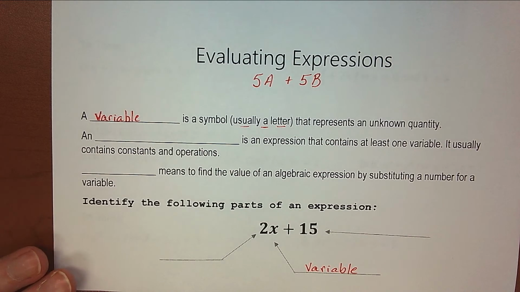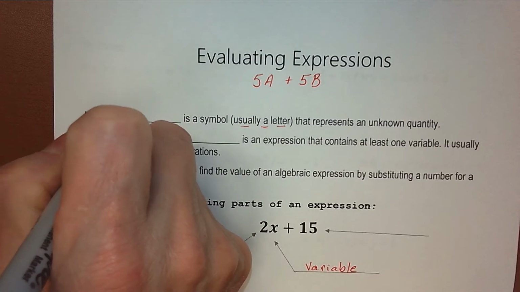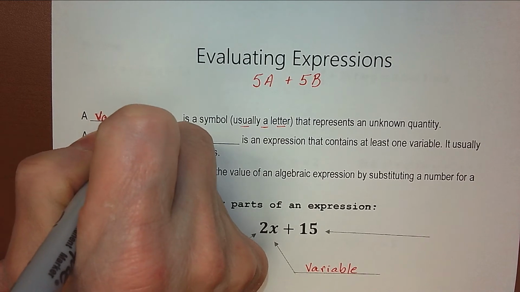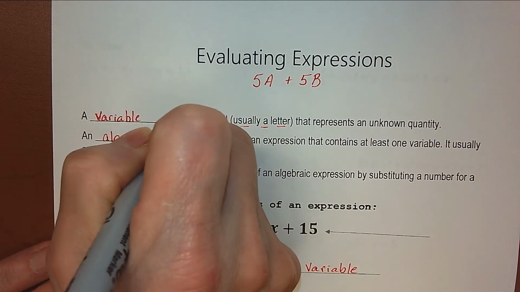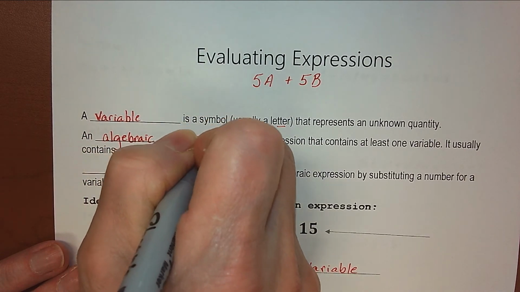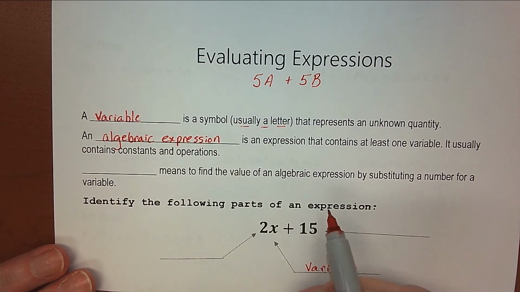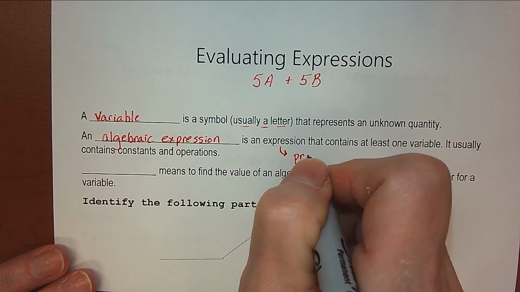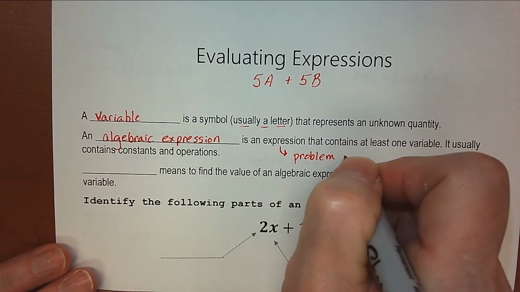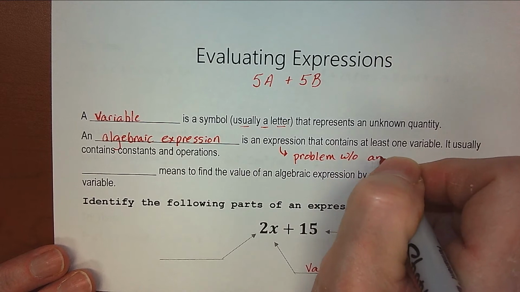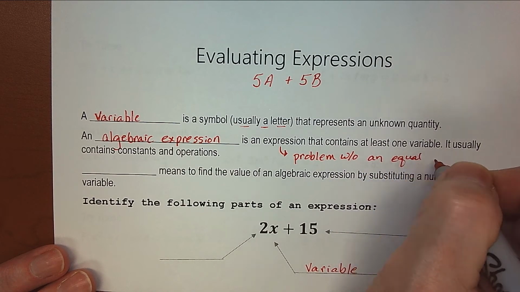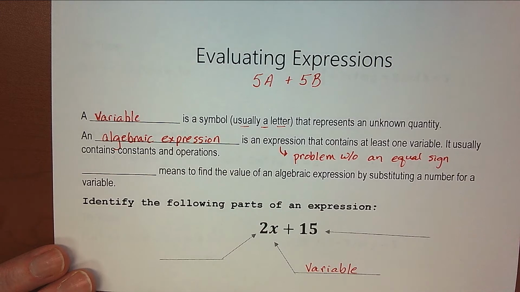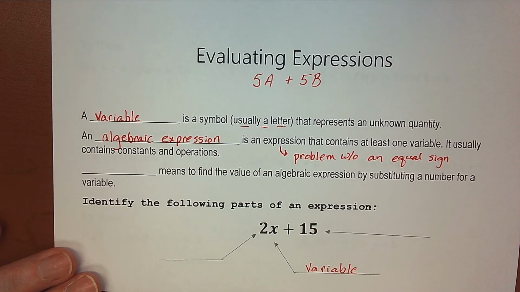And then an algebraic expression is an expression. Remember, an expression is a problem without an equal sign. A problem to work out without an equal sign. If it had an equal sign, we'd call it an equation. So an algebraic expression is an expression that contains at least one variable. It usually contains constants and operation symbols as well.